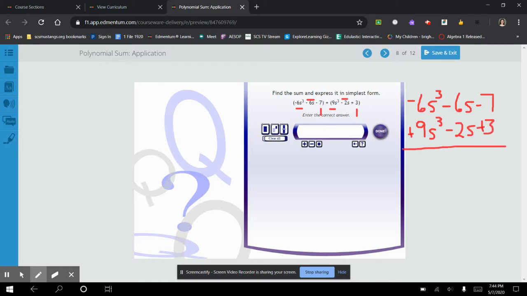So these are going to stay the same. They're just going to come down, and it's going to be s to the third, and then we combine the terms as we need to. So negative 6 plus 9 is a positive 3s to the third. Negative 6 plus negative 2 is going to give us a negative 8s. And then negative 7 plus 3 is going to give us a negative 4. So there's the answer for that one.